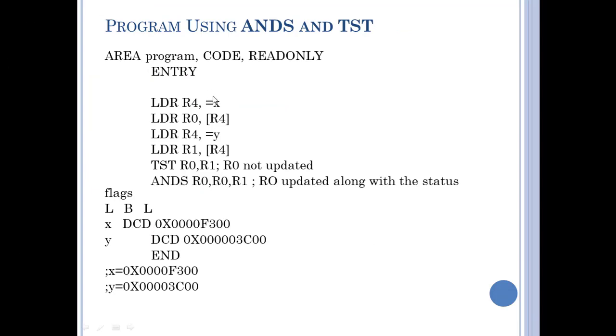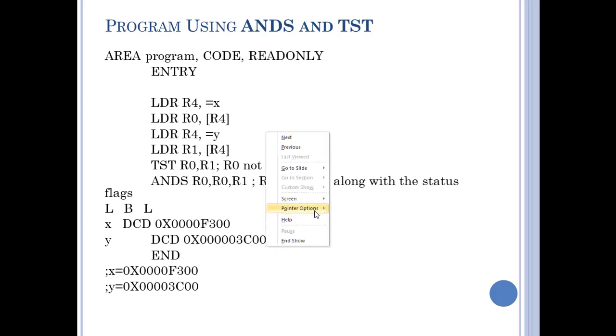Now the next one is, we are going to compare TST with ANDS. Again, this is equivalent to an AND operation. You take two values X and Y in R0 and R1 and use your TST. It is nothing but R0 AND R1. Both R0 and R1 values are not updated, but the status flags are updated. So I am taking F300 and 3C00.